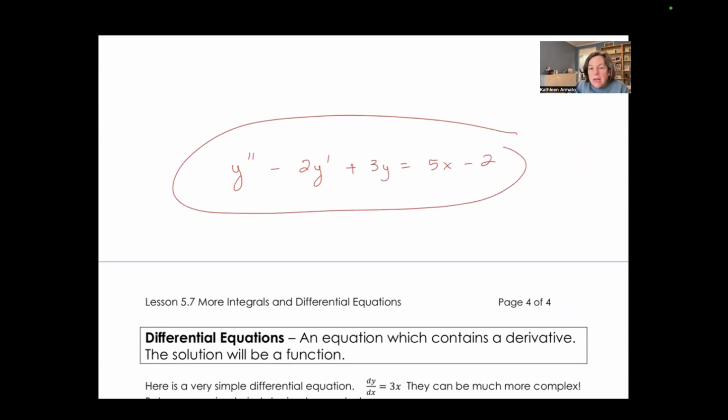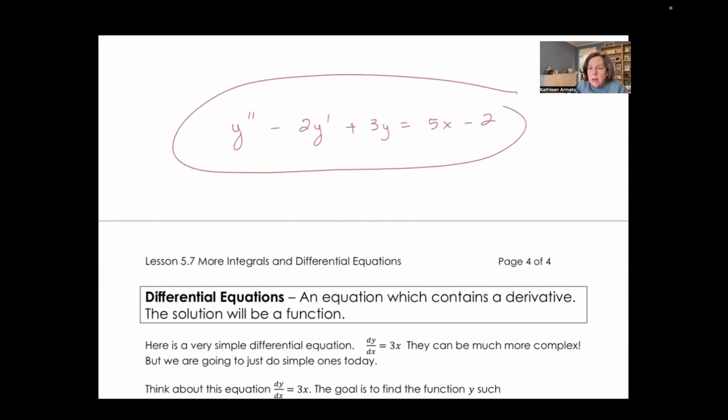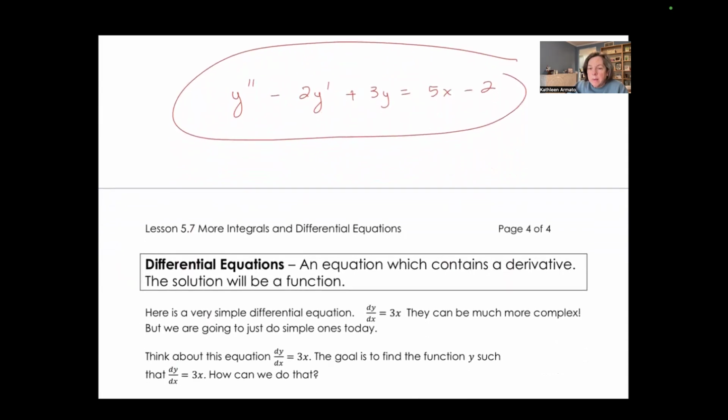That is an example of a differential equation. You can have first and second derivatives, however high a derivative as you want. The goal again is to look for the function y that satisfies this equation. This is beyond something that we're going to be able to solve, but I just wanted to show you what that might look like.